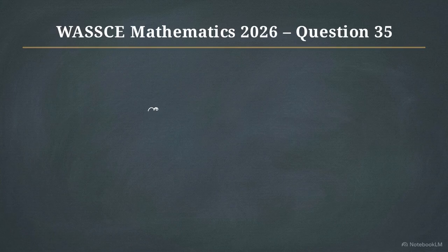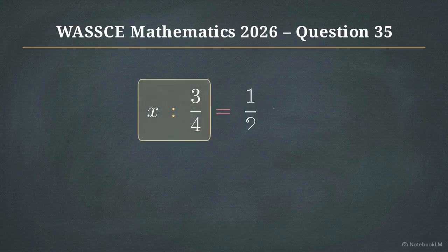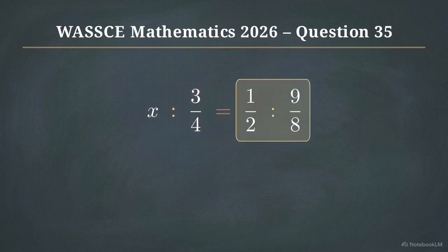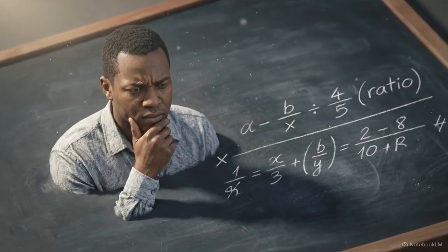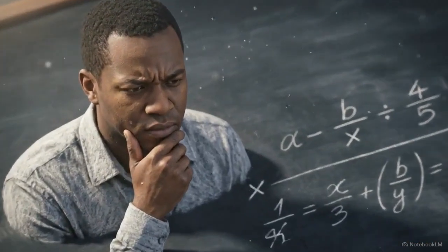Let's look directly at this past question from the WAEC Mathematics 2026 exam, question 35. It asks us to find the value of x, given the equation x to the 3/4 is equal to 1/2 to the 9/8. Stacked fractional ratios often look intimidating on an exam paper.